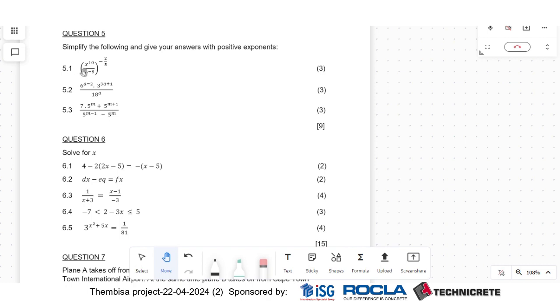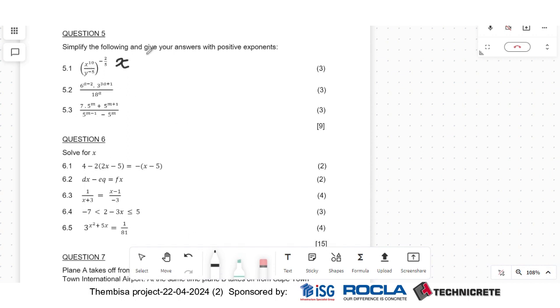We start off with x to the power of 10 over y to the power of negative 5, everything to the power of negative 2 over 5. Remember the laws of exponents. When you have a bracket and a fraction to the power of an exponent, that exponent applies to the exponents in your fraction.